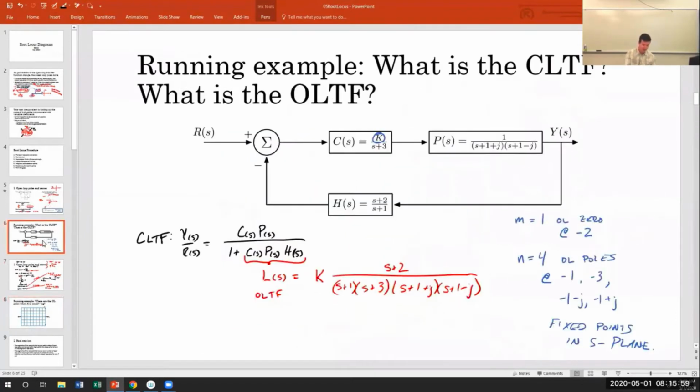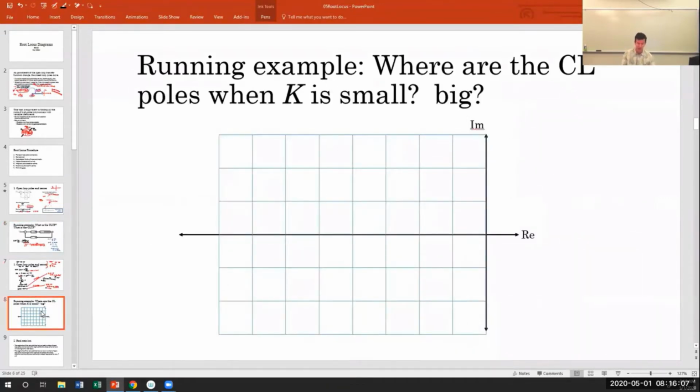Remember, if you go back one slide, the running example was this closed loop system with a variable open loop gain k. The question now is, where are the closed loop poles of this system when k is small and when k is big? What we just showed is that the closed loop poles when k is small must be near the open loop poles. So the answer is simply to draw the open loop poles. We had them at -1, at -3, and at -1 plus or minus j.